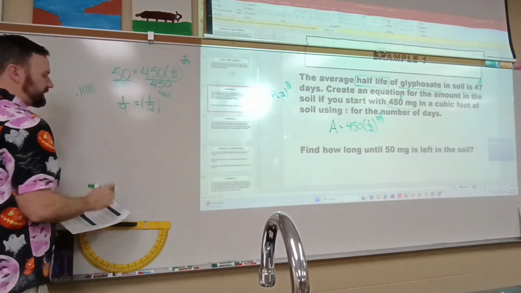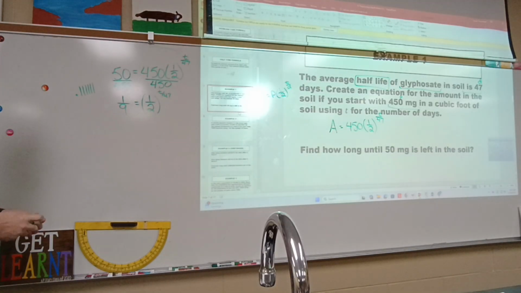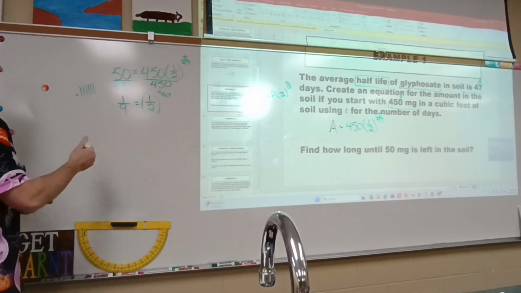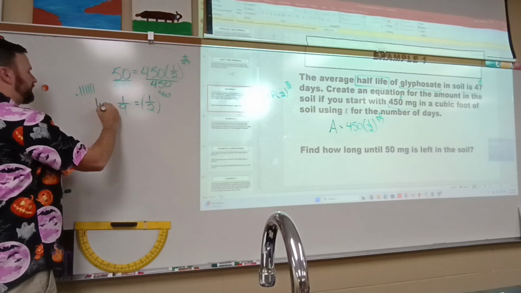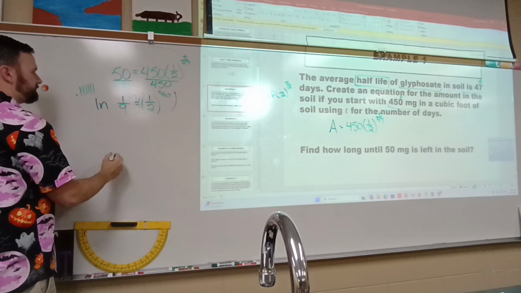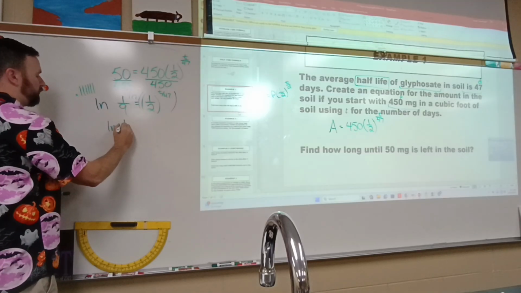What do I do to both sides to get rid of the exponent? I don't want an exponent anymore. What's the magic thing I can do? Natural log both sides, right? Because I get natural log of 1/9.